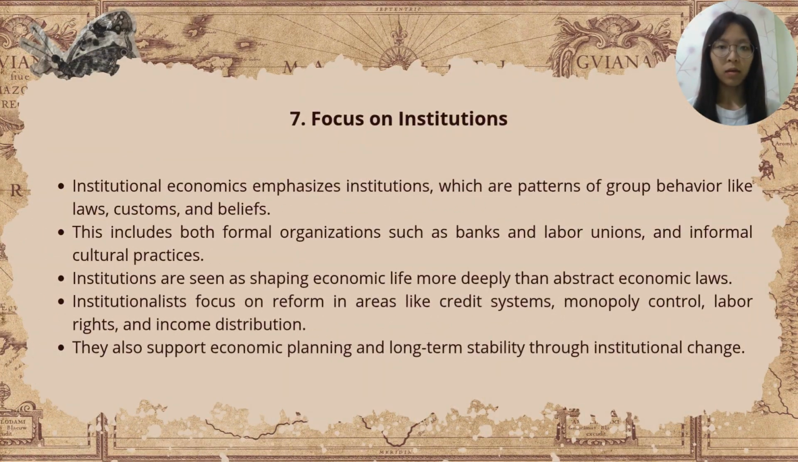And the last one is focus on institutions. Finally, institutional economics places a strong focus on institutions, not just formal organizations like banks, schools, or labor unions, but also informal systems like customs, traditions, and shared beliefs. These institutions shape how people behave and how the economy functions. Institutionalists believe that to understand and improve the economy, we need to study and sometimes reform these institutions. This includes improving things like the credit system, controlling monopolies, protecting labor rights, and ensuring fair income distribution. They also support long-term economic planning to achieve stability and social progress.